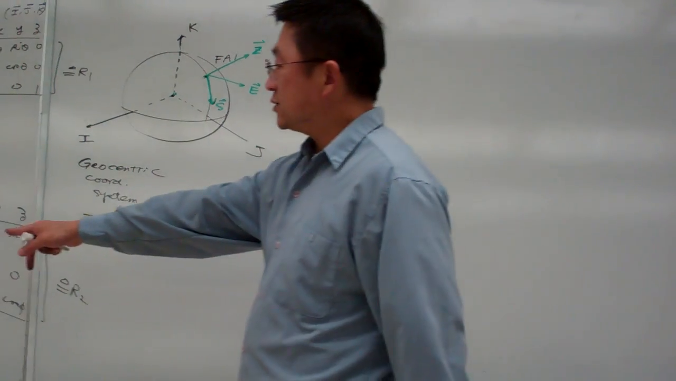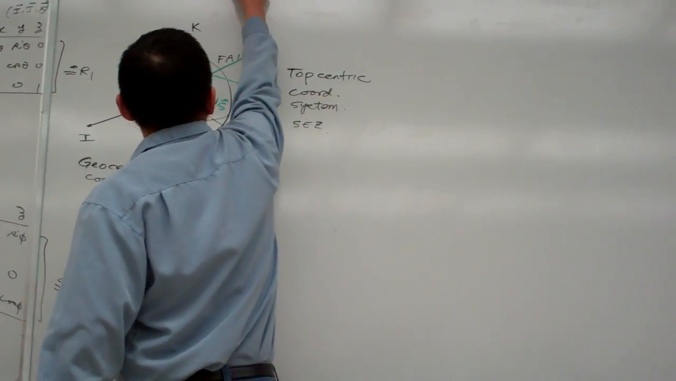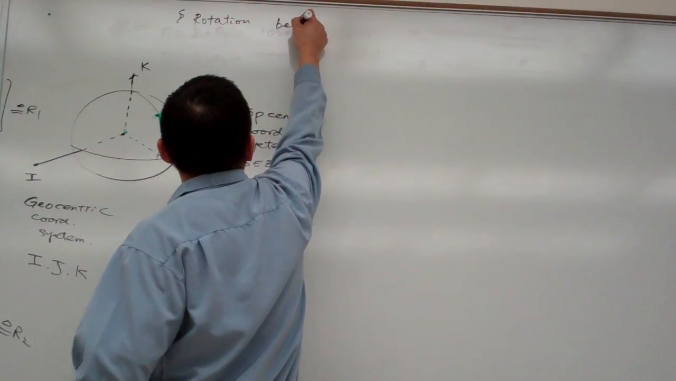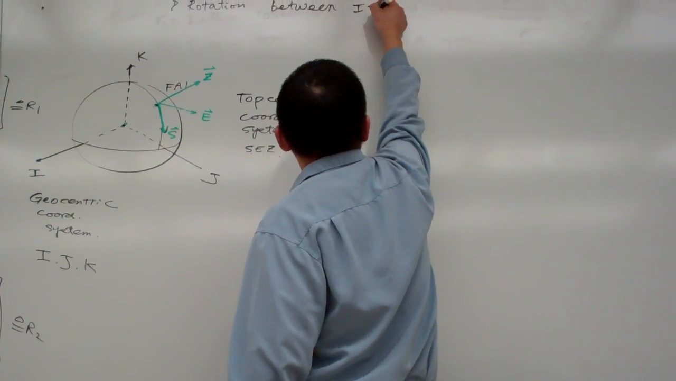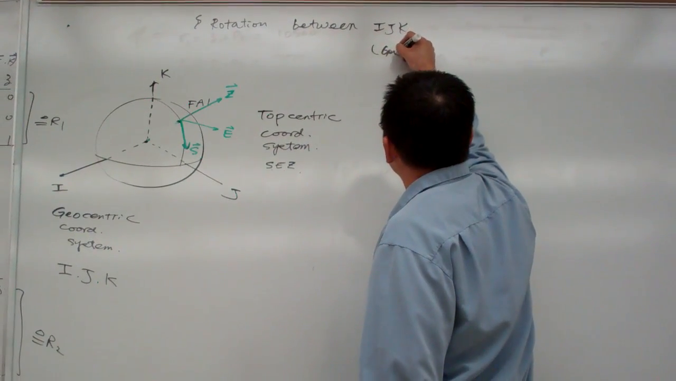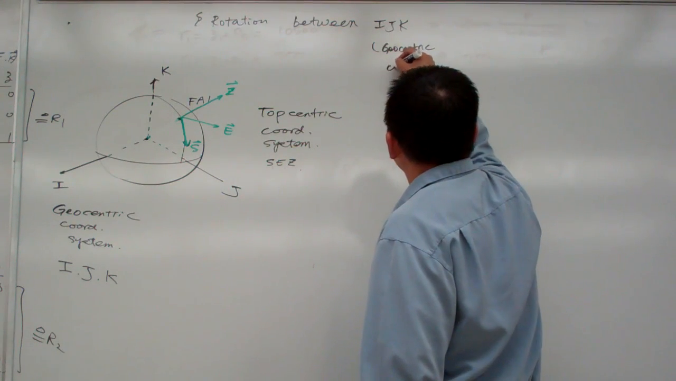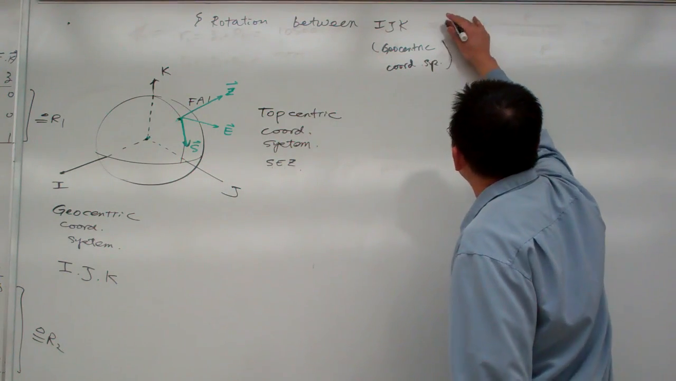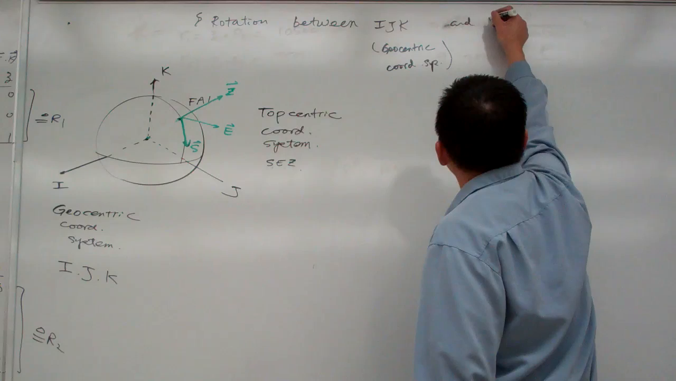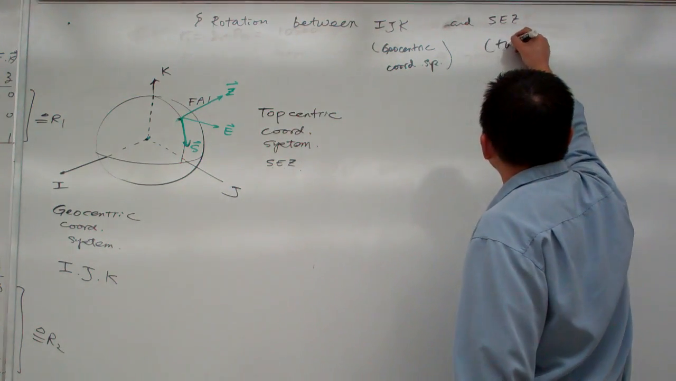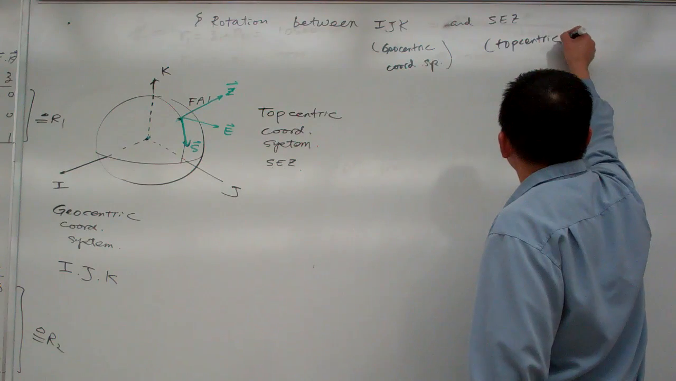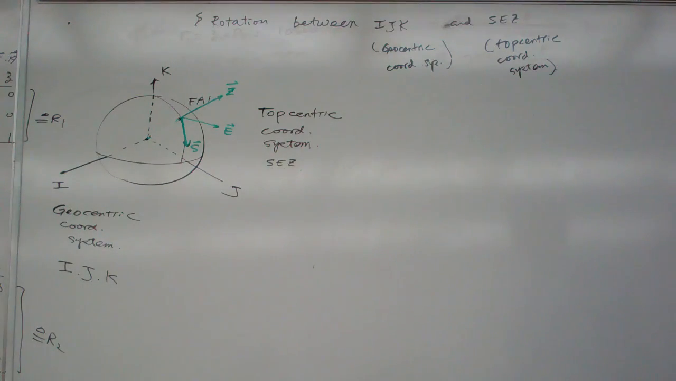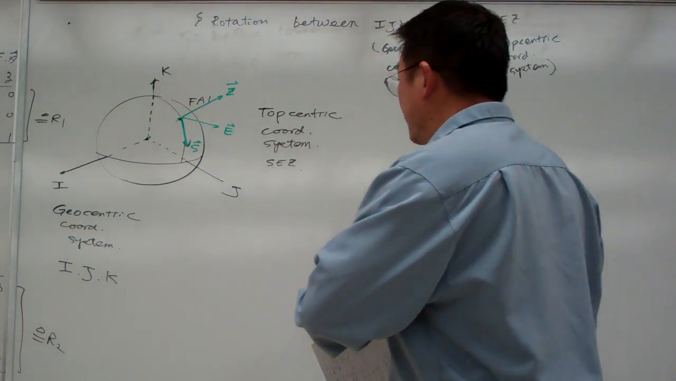So keep using these notations, and then here is a new section: rotations between IJK, geocentric coordinate systems, and topocentric. So right now for this case we have this.